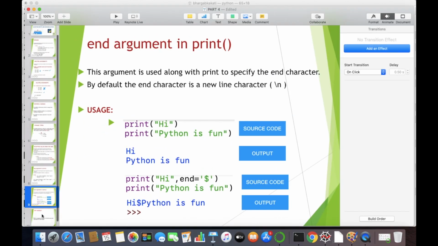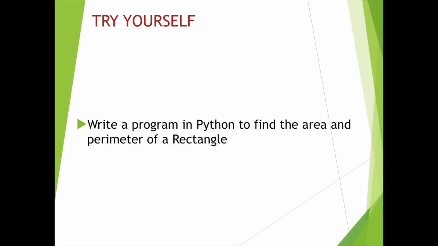Now, as you have learned how to use the input function, you should try this program yourself: a program to find the area and perimeter of a rectangle using the input function. That means you should ask for the length, you should ask for the breadth, and after that the area and perimeter should be displayed. This is your assignment for the day.